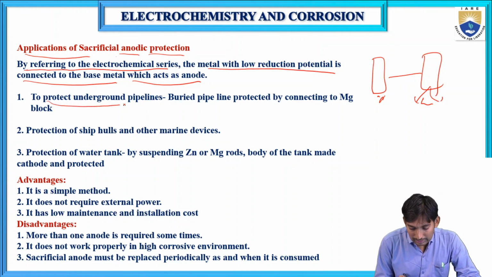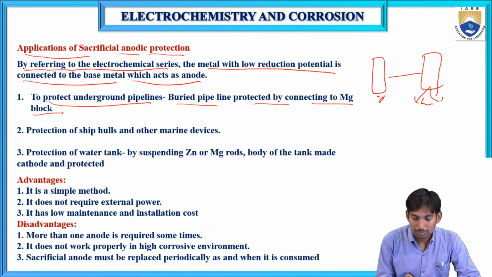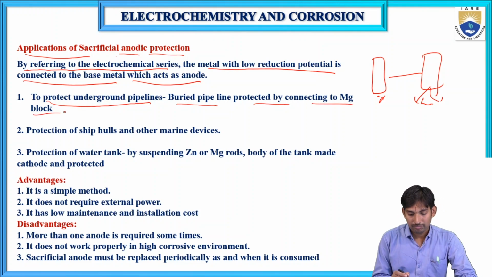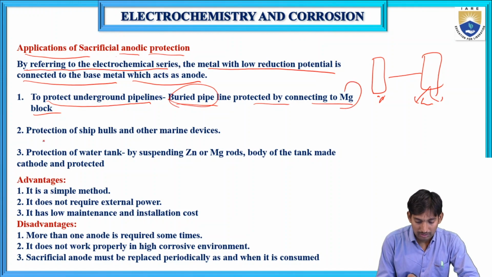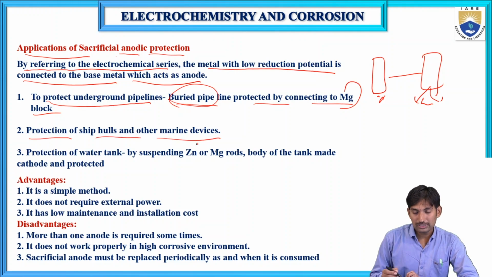To protect underground pipelines, the buried pipelines are protected by connecting them to a magnesium block. In the last slide, we have seen our buried pipeline will be protected by connecting to the magnesium blocks. Second, protection of ship hulls and other marine devices. In this way, we can protect the ship hulls or some marine devices by using sacrificial anodic protection.